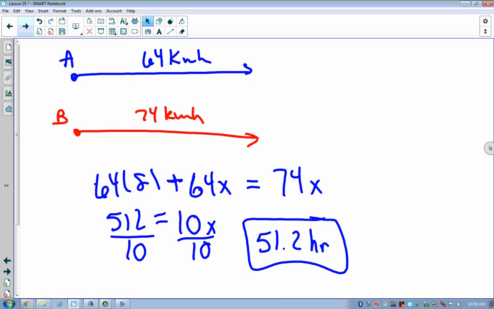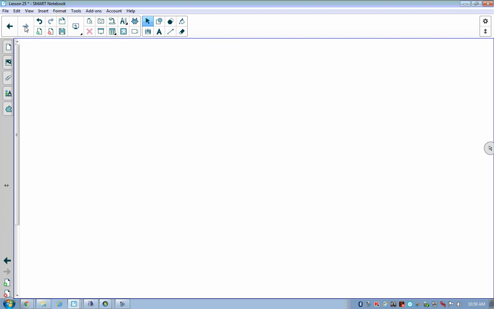No, it's a little faster, because 60 miles per hour is 100 kilometers. Yeah, but if you're going 64 kilometers per hour, you're only going like 40 some miles per hour. Whatever it is. Okay. All right, let's keep moving on here.